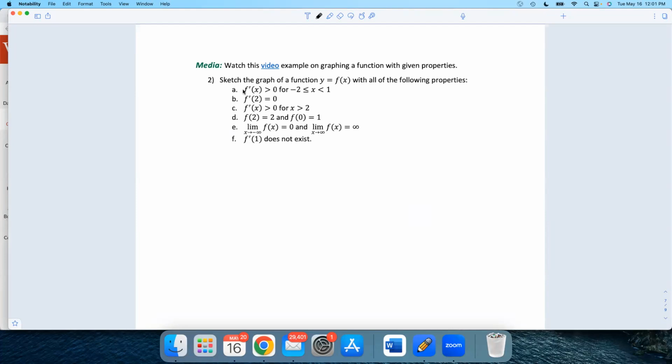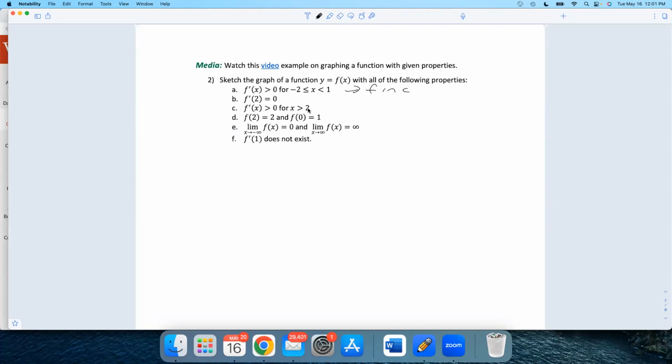This first one, the derivative is positive. That means the function's increasing. If the derivative is positive, that means f is increasing. It's going uphill. From -2 to 1, we're getting bigger. And then look here, we're increasing again. So this is going to be kind of weird.